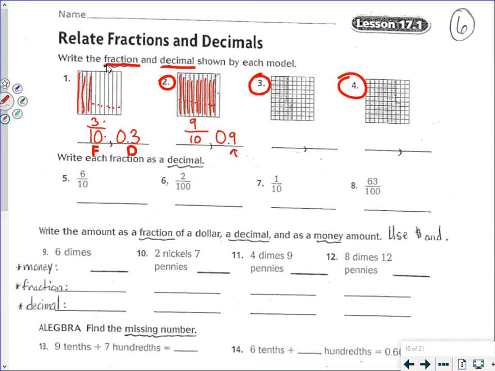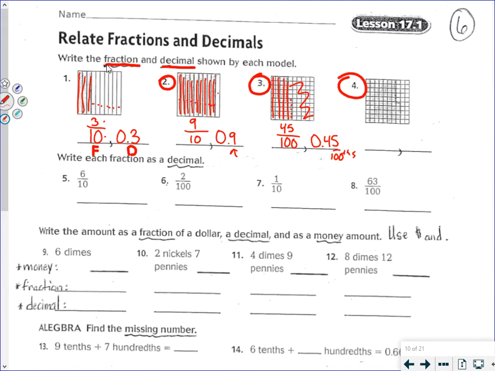This one we have 1 long, 2, 3, 4. 1, 2, 3, 4, 5. So we have 45 out of 100, right? 45 hundredths. So how you would write that down is 45 hundredths, because it has to end in the hundredths column.